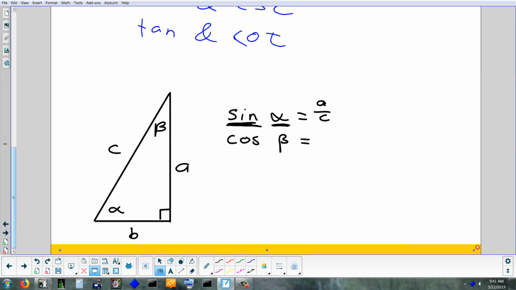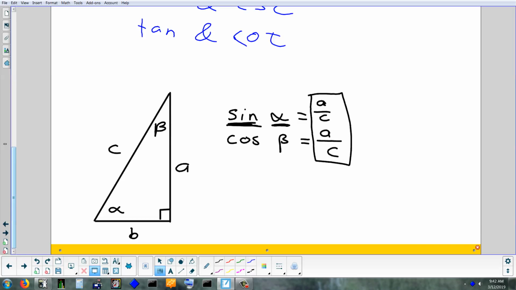Jasmine, what's the definition of cosine? Adjacent over hypotenuse. Yes. From the perspective of beta, what side is adjacent to it? A. A, yep. Adjacent over, and what side is the hypotenuse? C. C. What do you notice about the answers that I got to both of those problems? They're the same. Came out exactly the same.